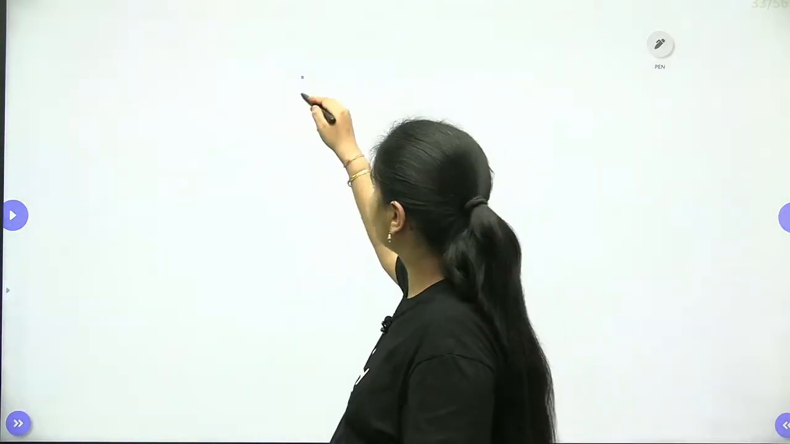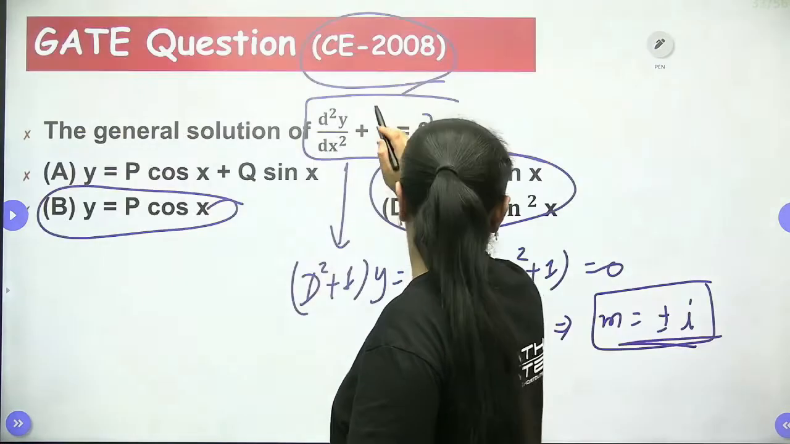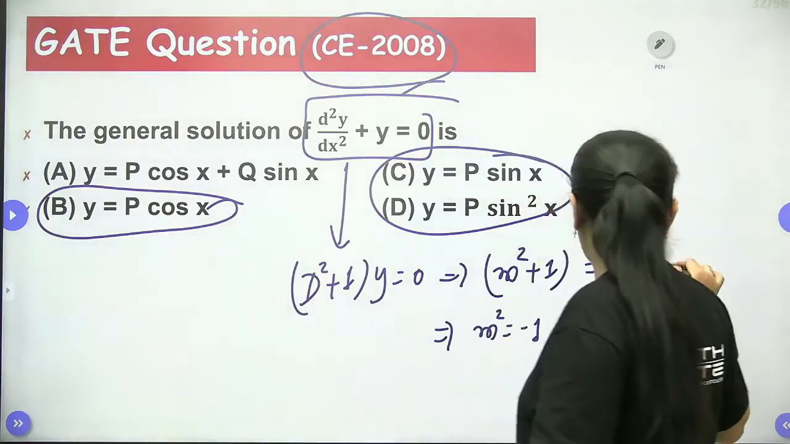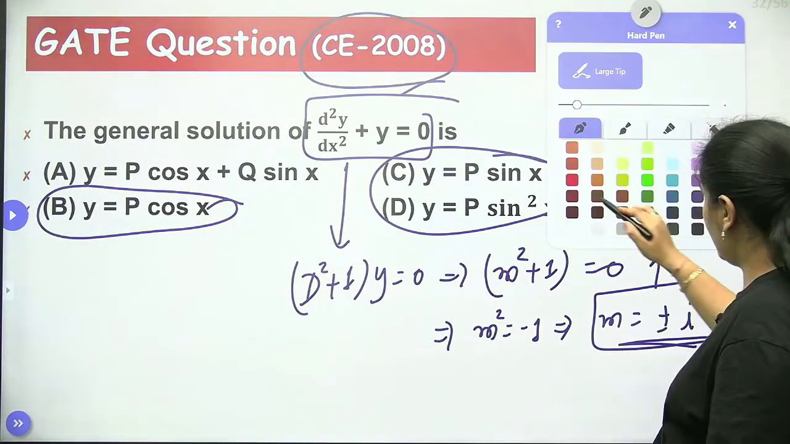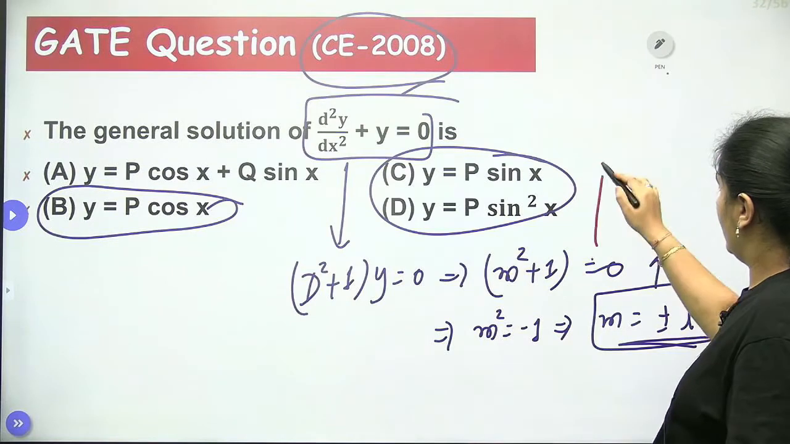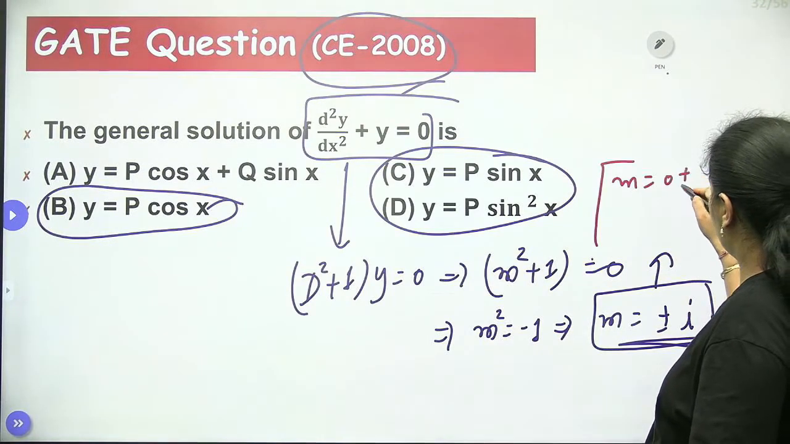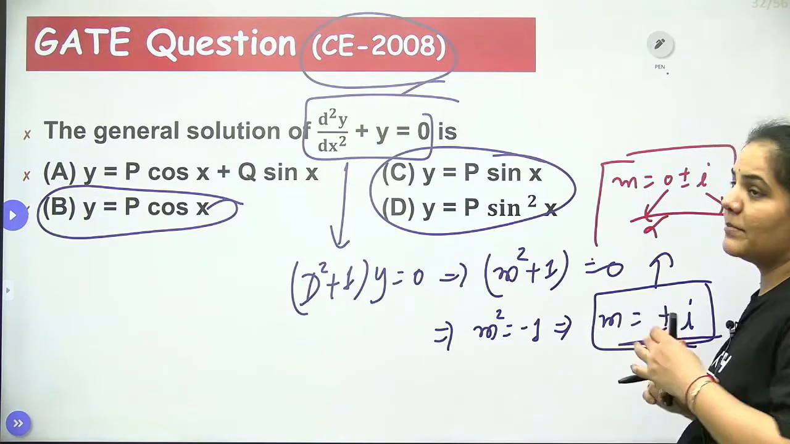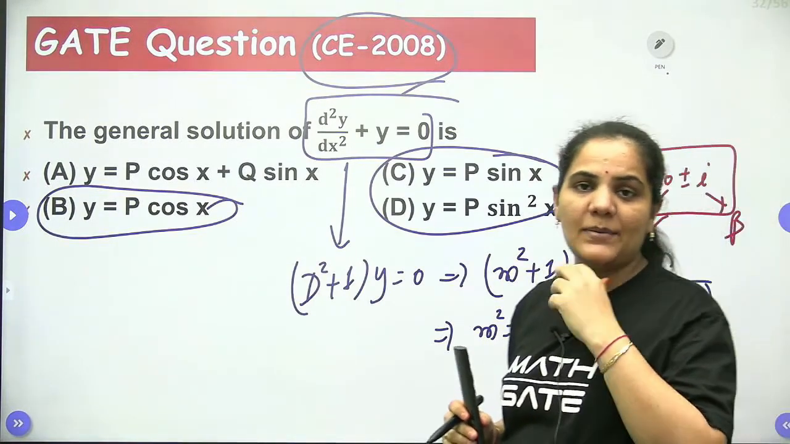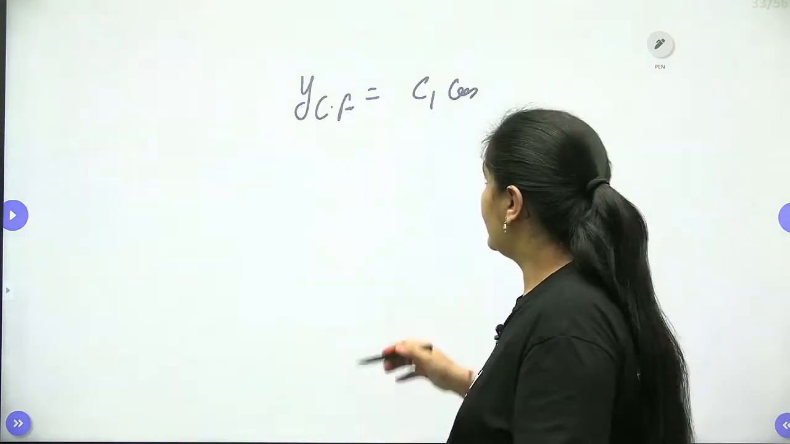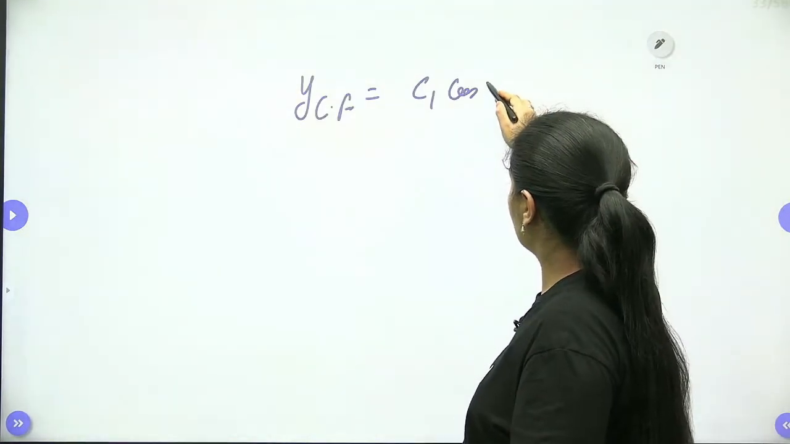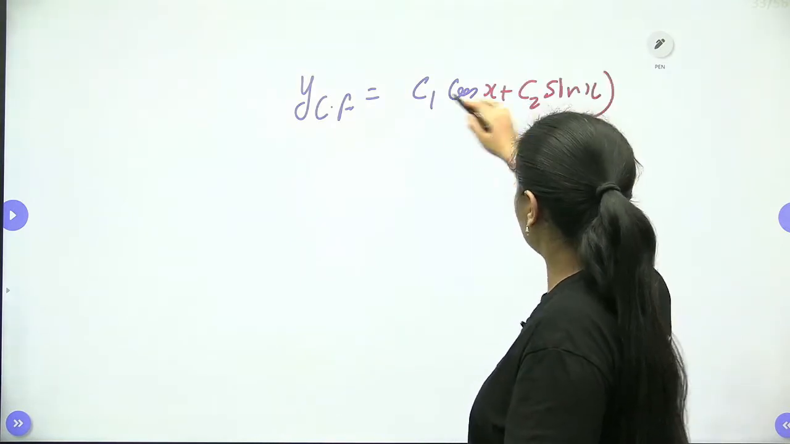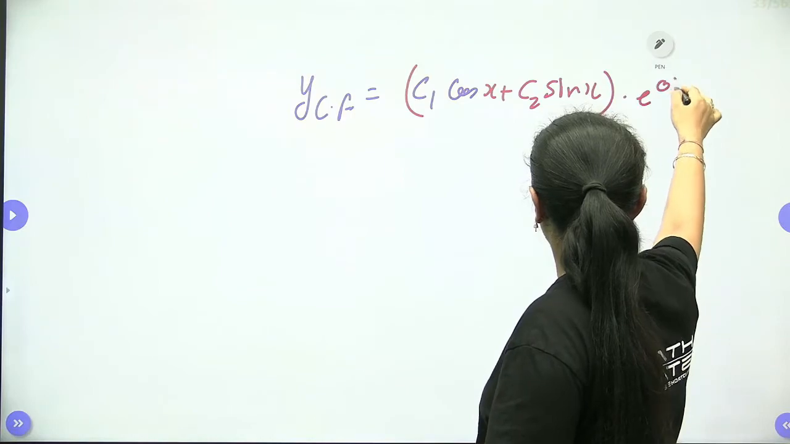Still, let me show you the YCF, dear students. As we know very well, this is plus minus iota. Let me write it more clearly. It is nothing but m is equal to 0 plus minus iota. So we can say this is the alpha and this is the beta. In the place of alpha we have 0, and in the place of beta we have 1 only. So we can say C1 cos of x plus C2 sine of x into e to the power 0x.